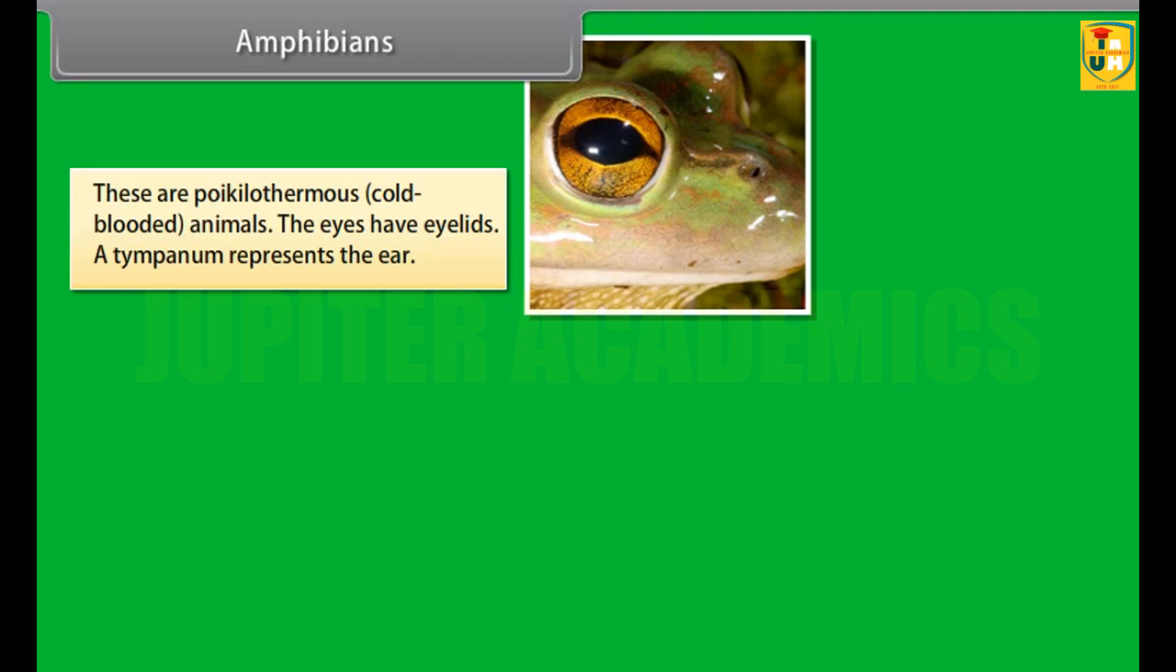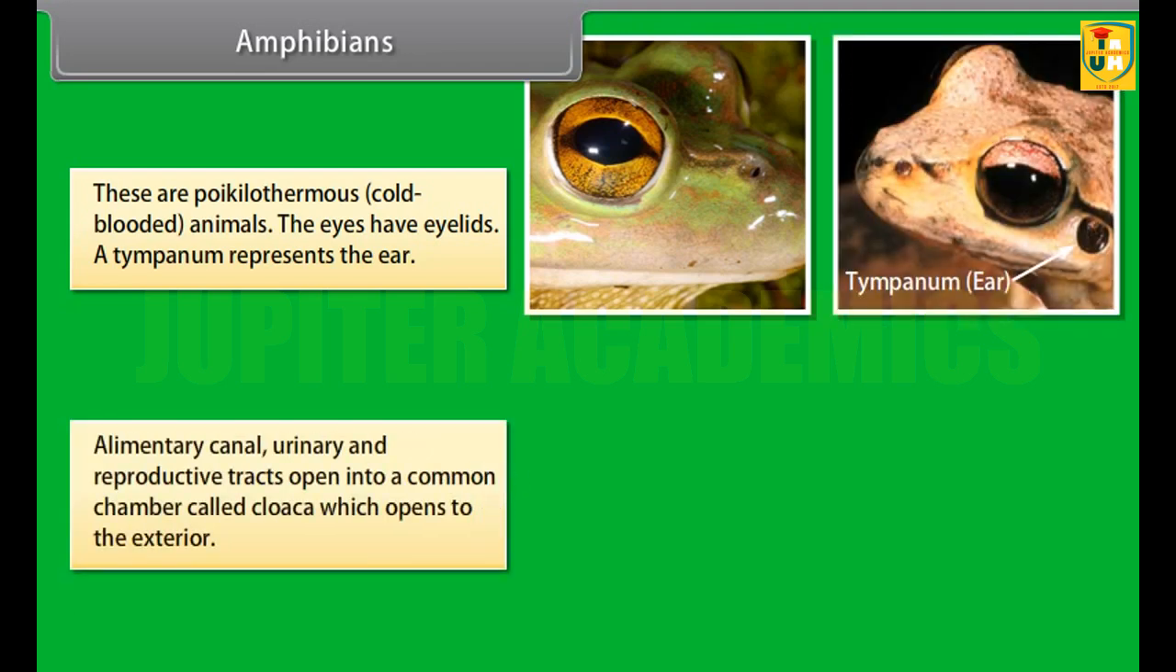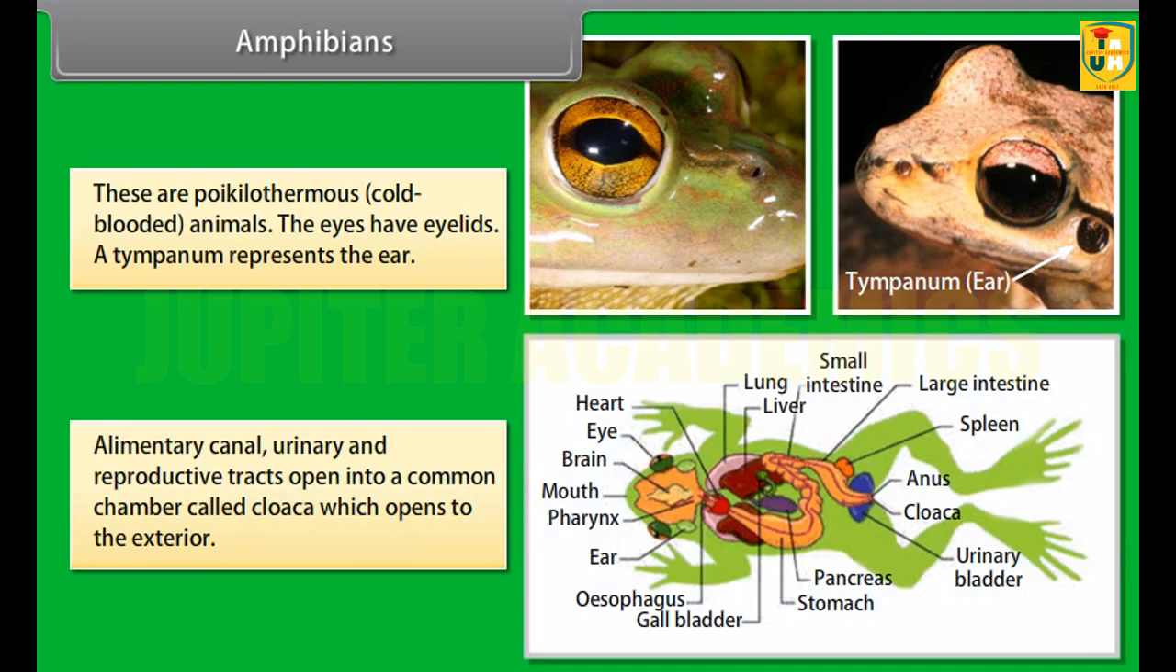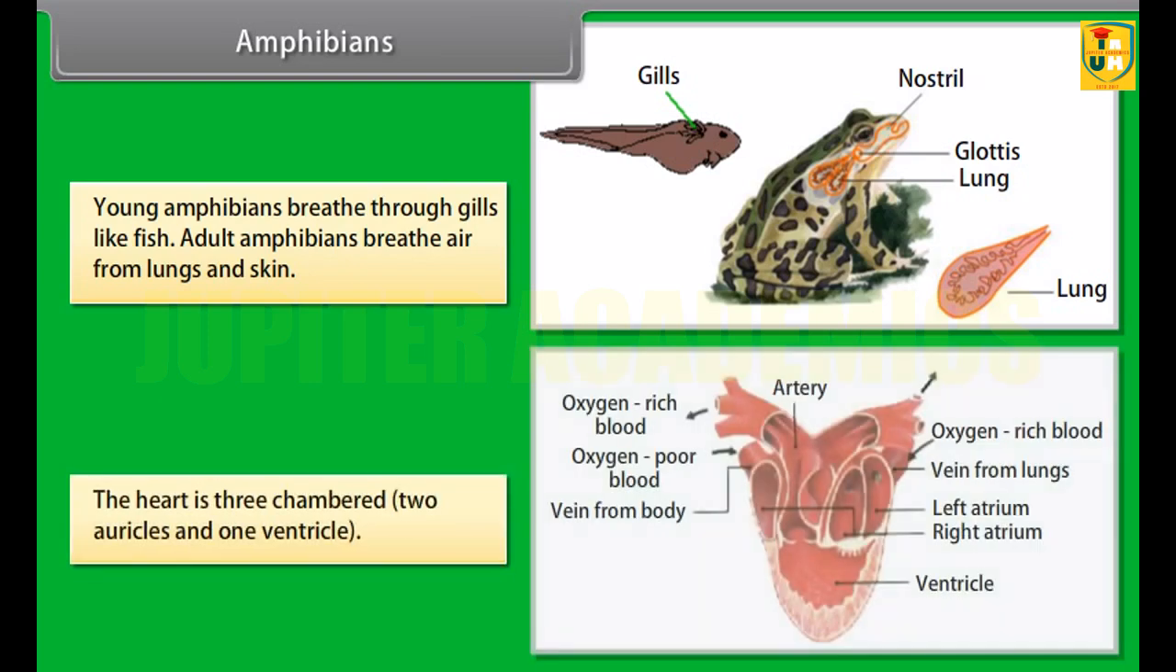The eyes have eyelids. A tympanum represents the ear. Alimentary canal, urinary and reproductive tracts open into a common chamber called cloaca, which opens to the exterior. Young amphibians breathe through gills like fish. Adult amphibians breathe air from lungs and skin. The heart is 3-chambered, 2 auricles and 1 ventricle.